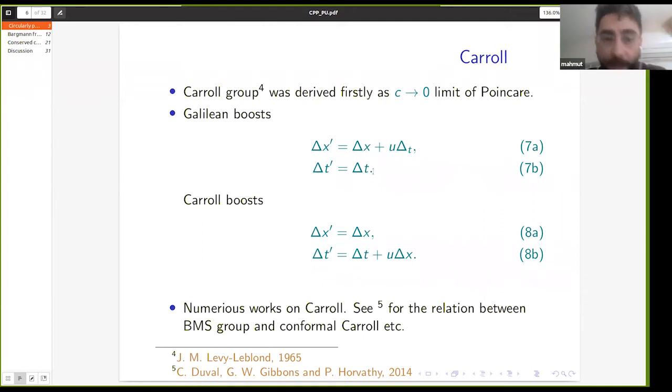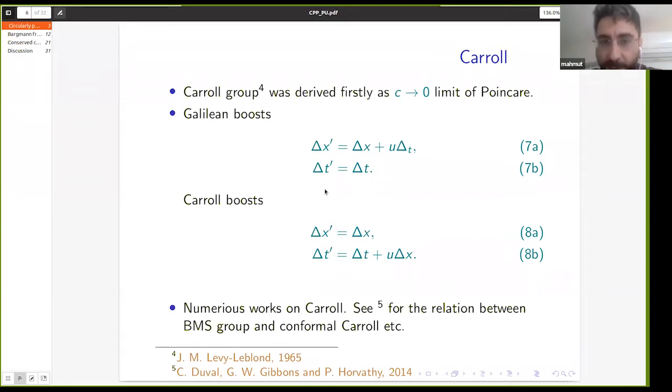Some time ago, Jean-Marc Lévy-Leblond, in 65, did an alternative contraction. If you take c goes to 0, then you can again make a contraction of the Poincare group, and you end up with the Carroll group. In 1 dimension, for instance, this is the Carroll boost. Everything is almost the same as with Galilean, except the boost action. So the Carroll boosts are somewhat dual to Galilean boosts.